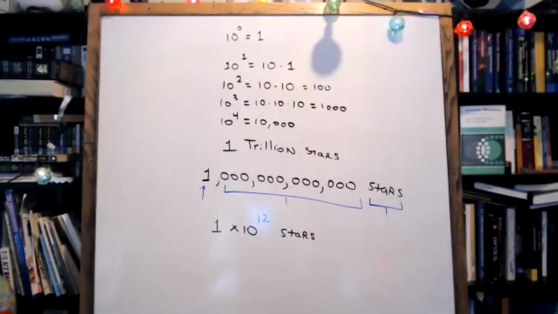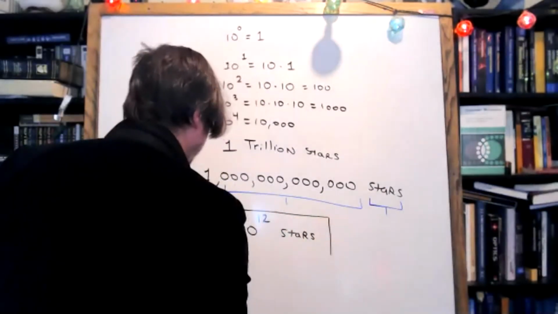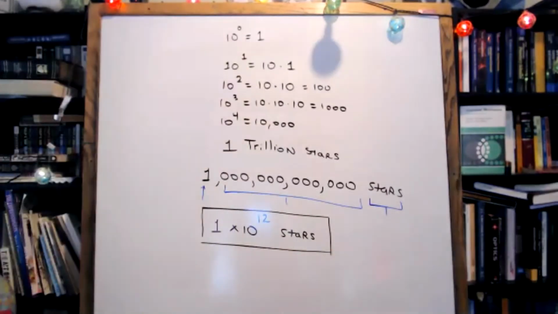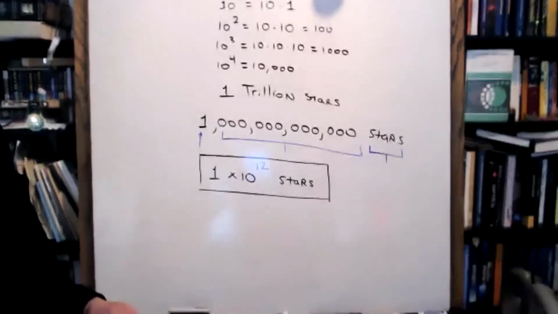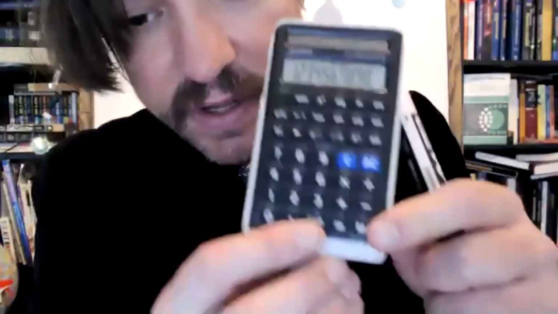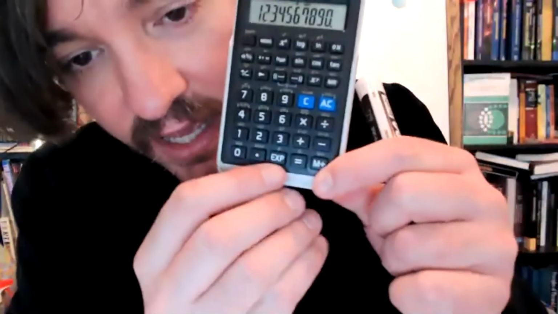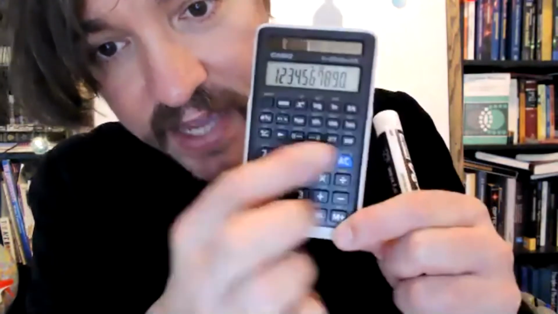And then we'll write our unit down, stars. This is not a math problem. This is how we write down 1 trillion. There's a special button on your Casio calculator that you're going to be using for scientific notation. This key is the most important key. It's the EXP key, and it means times 10.